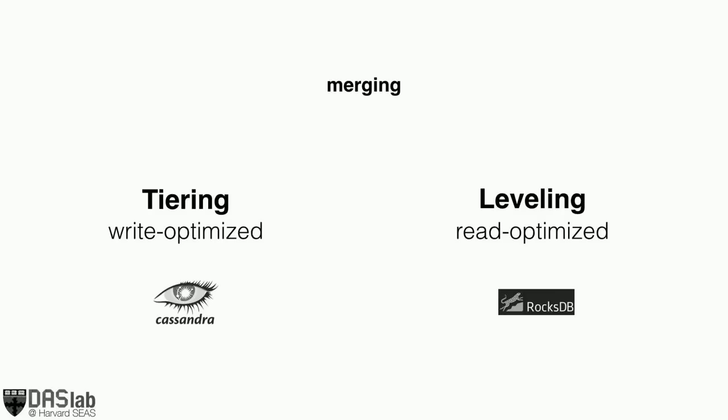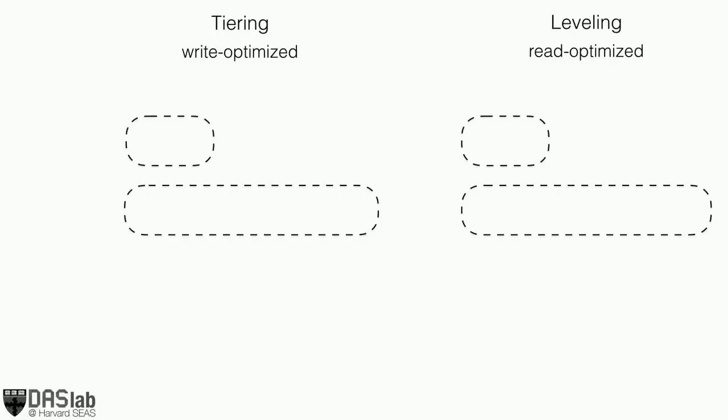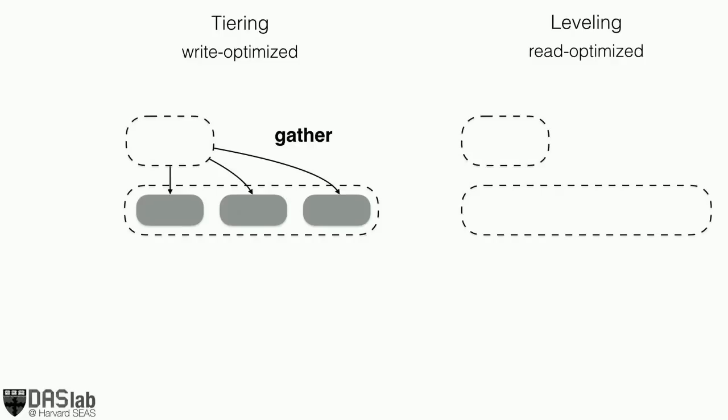Okay, so overall, existing systems in industry use broadly two classes of designs to strike that read-write trade-off through merging. And these are called tiering and leveling. So tiering is more write-optimized. It's used by default in Cassandra. And leveling is more read-optimized, and is used by default in, say, RocksDB. And the way they work is roughly as follows. So with a tiered LSM tree, each level just gathers runs from the previous level. Only when it reaches capacity, it merges these runs, and then it flushes the resulting run to the next level.